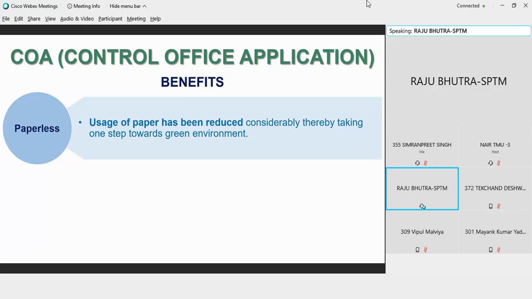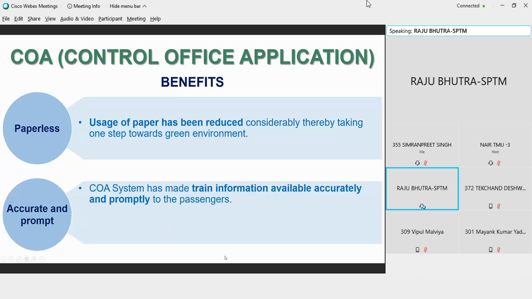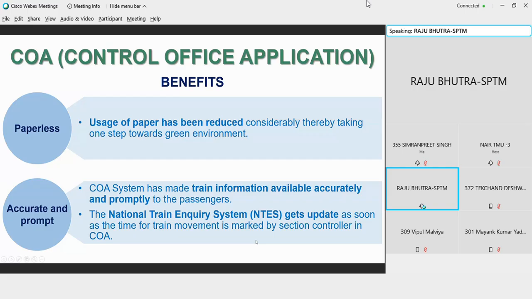It is paperless. Use of paper has been reduced for charting, etc. And it is accurate and prompt. COA system has made train information available accurately and promptly to the passengers. The NTS gets updated as soon as the time for train movement is marked by the section controller in COA. So as soon as the section controller enters the timing of a train in COA, the NTS will be updated accordingly.